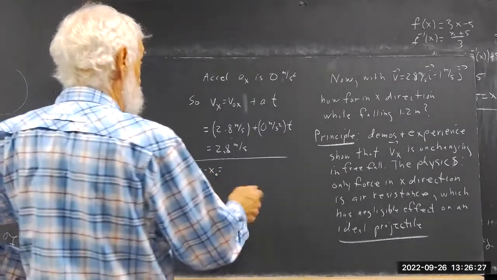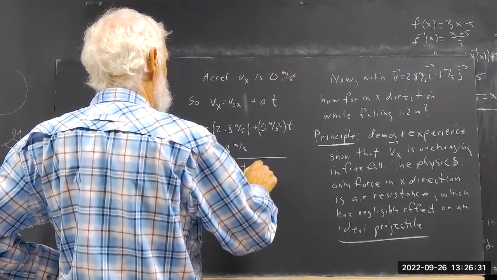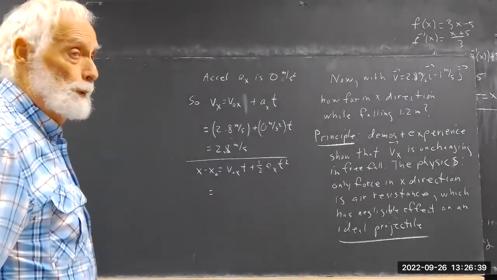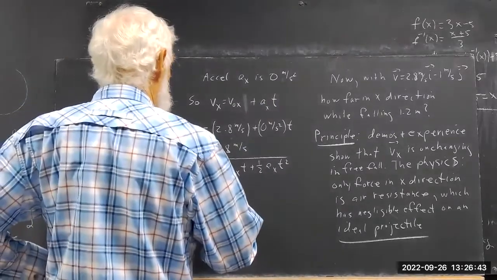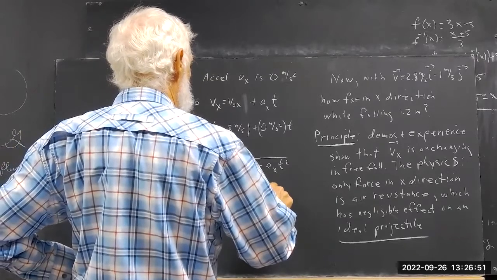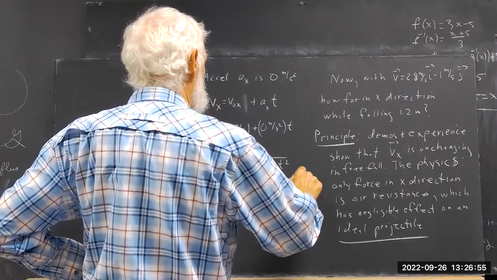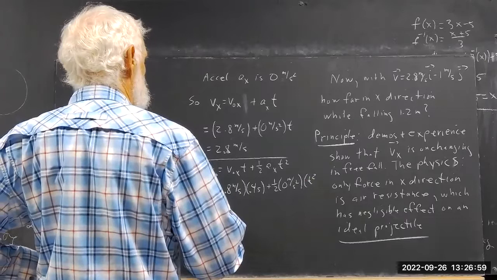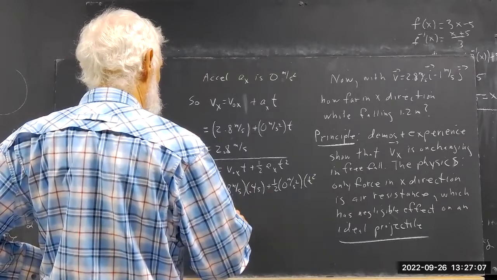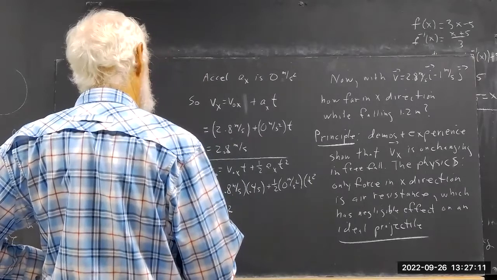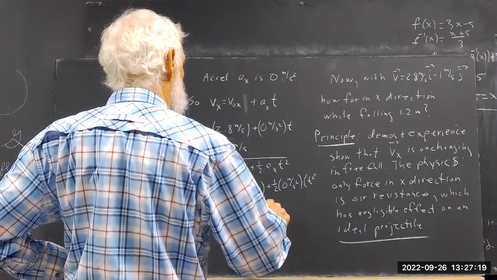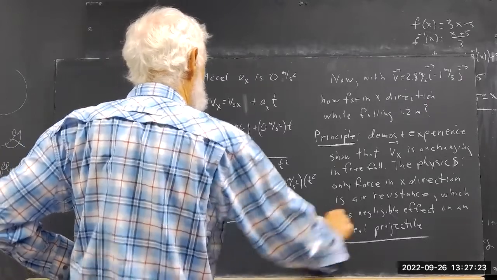Then your x displacement, x minus x naught, is v naught x t plus 1/2 a x t squared, which is just 2.8 meters per second times 4 seconds, plus 1/2 of 0 meters per second squared times t squared, which equals, this is approximate, but if I multiply this out, I get 1.12 meters plus 0 meters, which is 1.12 meters.